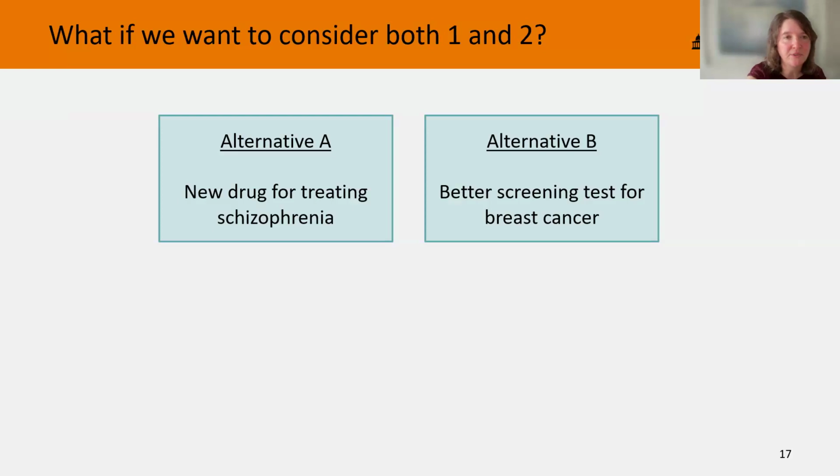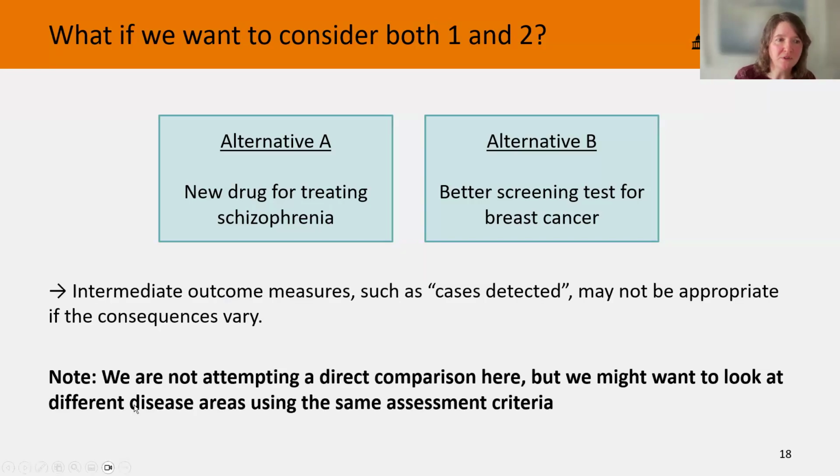This is a slightly trick question. What if we want to consider both 1 and 2? I'm sure you would tell me the responses very quickly. We need a generic measure to look at both of them. You can't do a direct comparison, and we don't really need or want to do a direct comparison. We just want to have a way of looking at these different disease areas using the same assessment criteria.